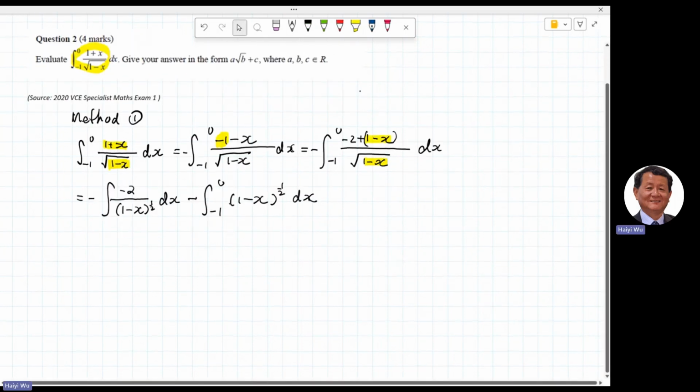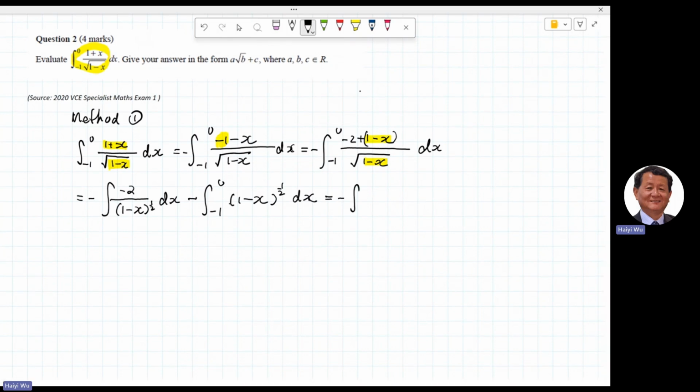All right, so now one more step. I'm going to move the 2 to the other side, it becomes +2 here. And then I'm going to write 1 minus x to the power of -half, dx from -1 to 0. Sorry, -1 to 0. Then minus the integral from -1 to 0, still the same.